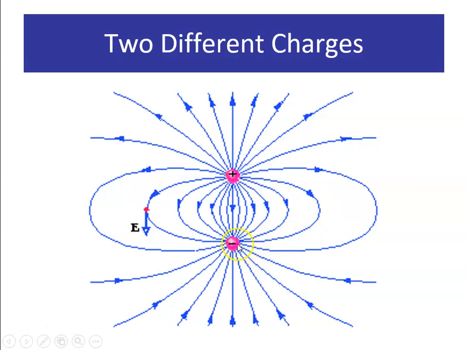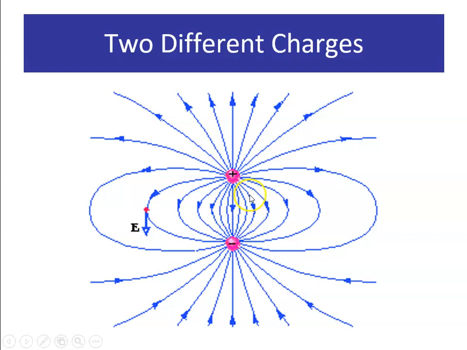Well, does this make sense? Let's say you put a little positive test charge right here. Well, it's going to be repelled by the positive charge here. It's going to be attracted by the negative charge. Everything is good. It's going to feel a strong attractive force downward in this direction. Well, that seems to match this.